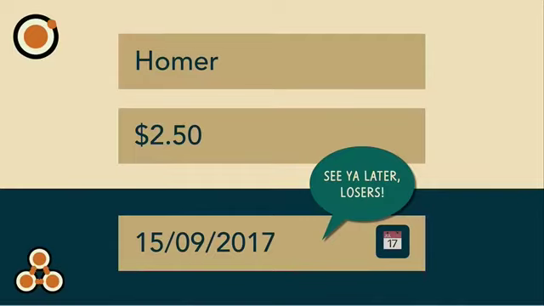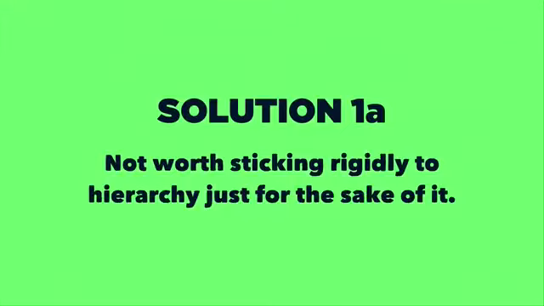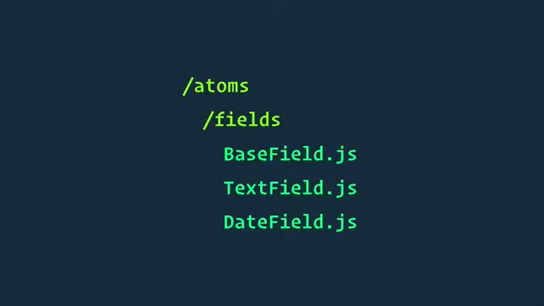And then later on, we moved to using higher order components where we had a base field, and then the text field, number field, and date field were all part of that. So then it's like, again, should these all now be moved to molecules, and base field is just an atom? So I think solution 1A to this is that it's not worth sticking rigidly to hierarchy just for the sake of it. So if you put everything in the fields to begin with, then that's where they are. I think that should be fine.